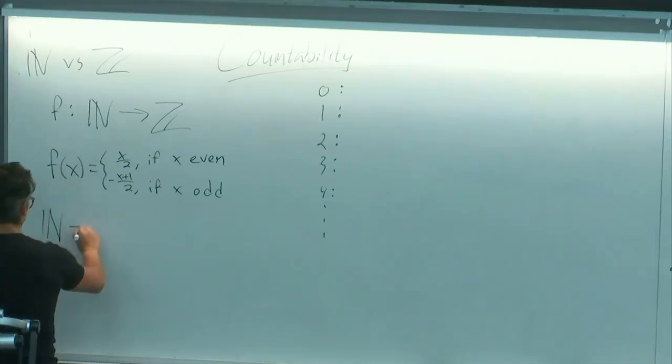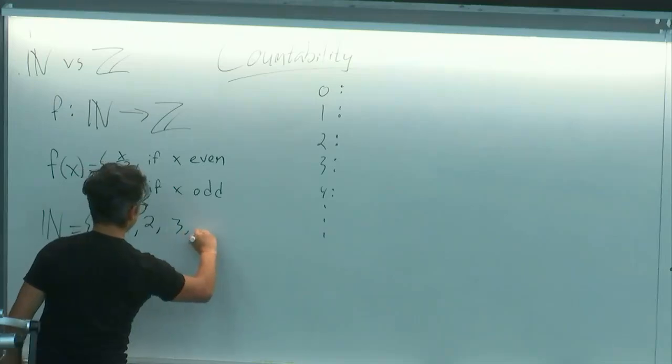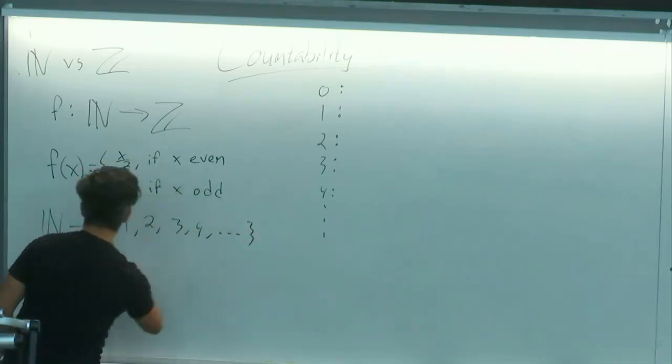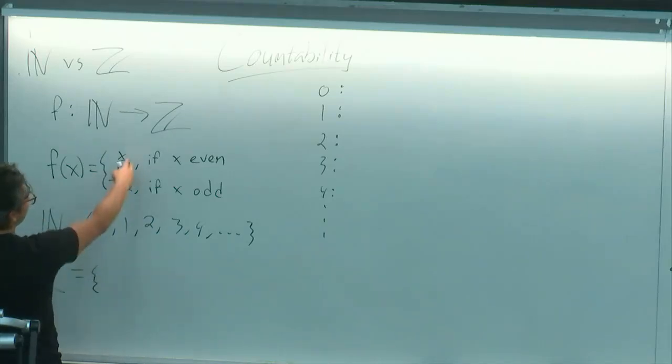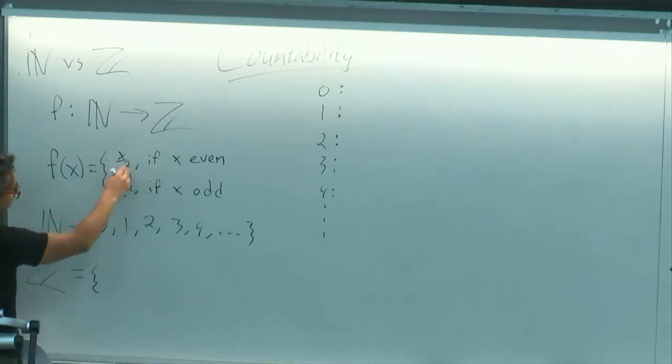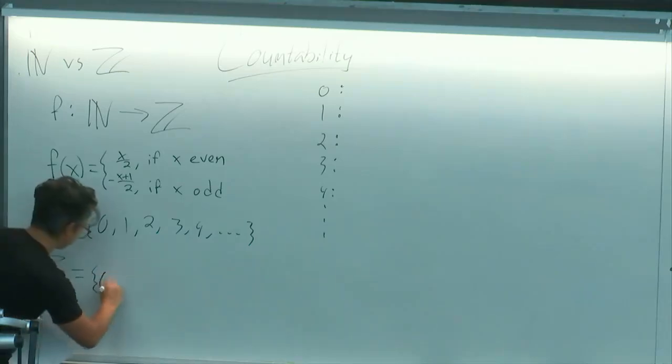If we map out, well, we have 0, 1, 2, 3, 4, and so on. And the integers, there's a lot of ways we could write it, but one way we could write it is, well, let's see what happens here. 0, if I plug 0 in here, what does that map to? 0 is even, so 0 over 2 maps to 0.